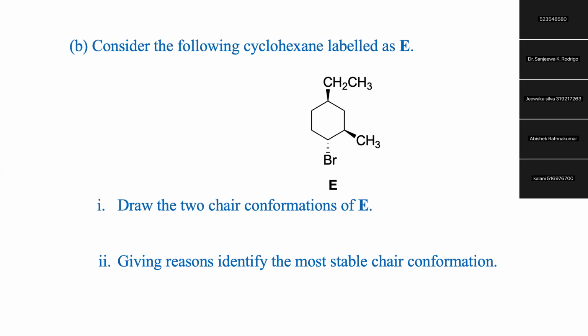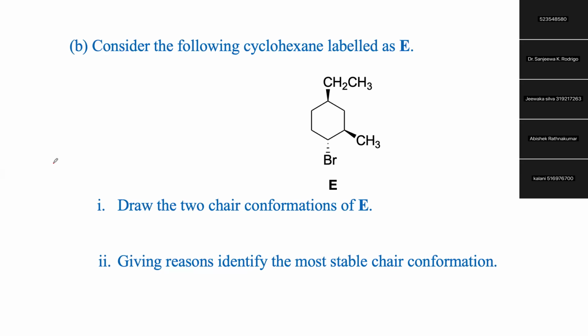So I hope you remember the material. And so the question is asking, draw the two chair conformations of E. So we learned about the cyclohexanes. They exist mainly as two chair conformations, but there's another one called boat conformation, but it's very unstable. You don't have a considerable amount of boat conformation, therefore we just consider the chair conformations, and you have to draw the two chair conformations of E.